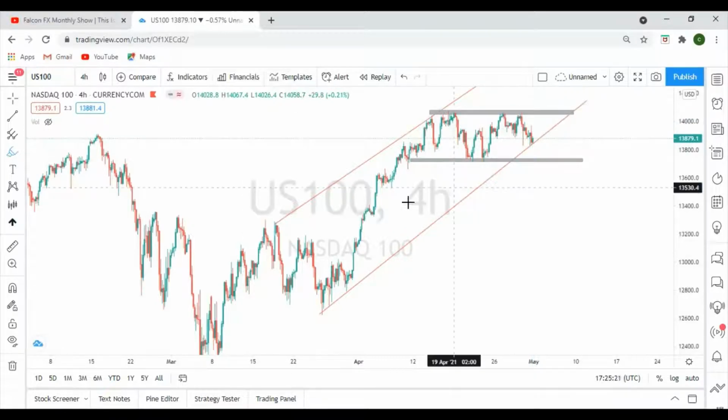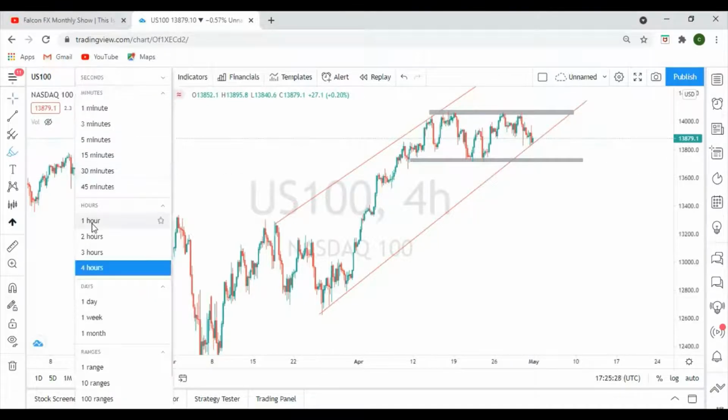So we're having something like this. Currently, we're in some kind of a consolidation. So let's just go to your 4-hour time frame and see what we can have out of this.